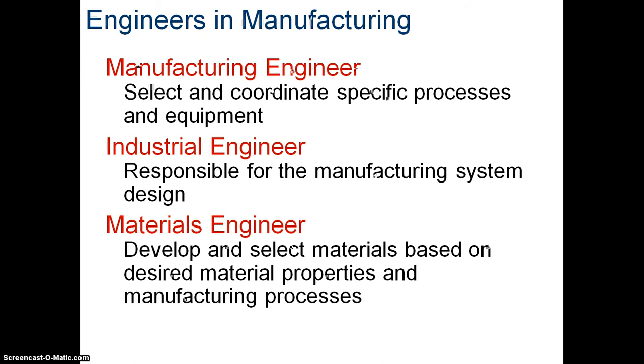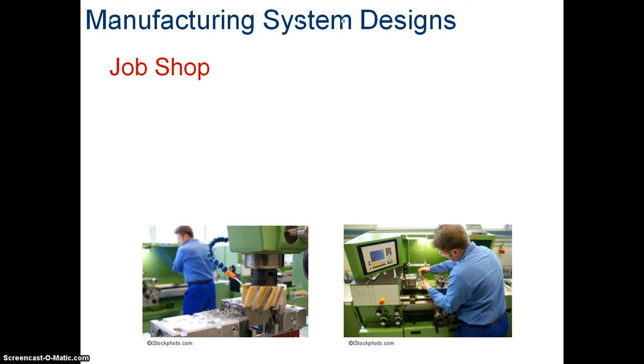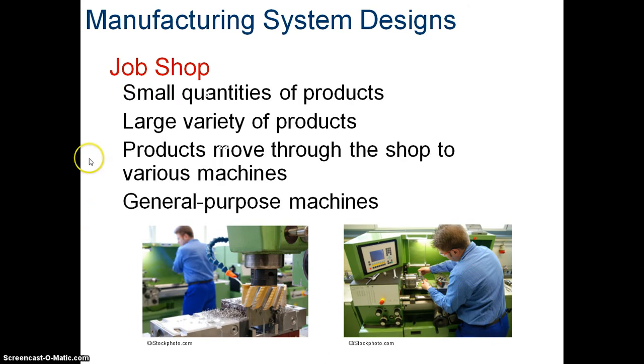Engineers in manufacturing engineering select and coordinate the specific process and the type of equipment which we need, and industrial engineering is responsible for the manufacturing system design and the materials. Special materials should be developed regarding the processes. Manufacturing system design first involves the job shop. A job shop means a small quantity of products, but the varieties are more.